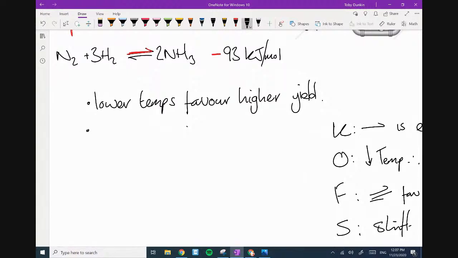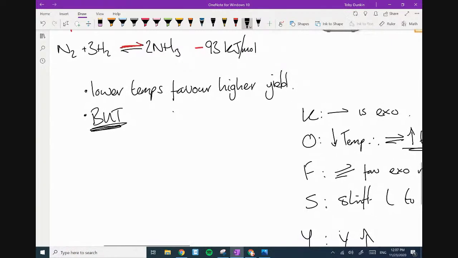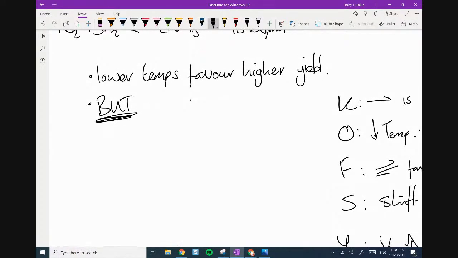So we know that a lower temperature favors higher yield. But there's a problem. But that is one big but. Lower temperatures will lower the rate.